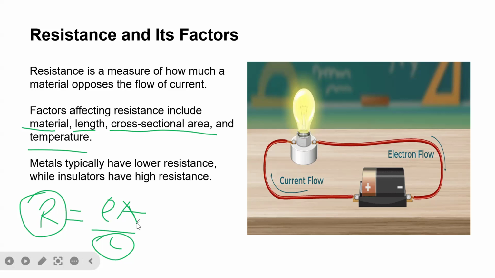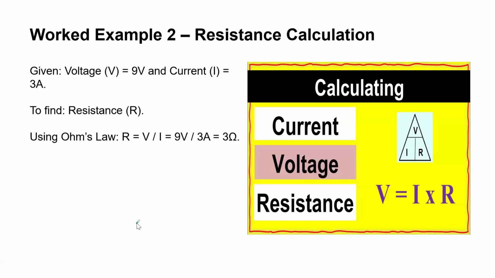Metals typically have lower resistance, while insulators have high resistance. Metals are materials that allow electricity to pass through them. That is because they have lower resistance, that is why electric currents can pass through them. And insulators are materials that don't allow electricity to pass through them. This is because they have higher resistance. That is the reason.